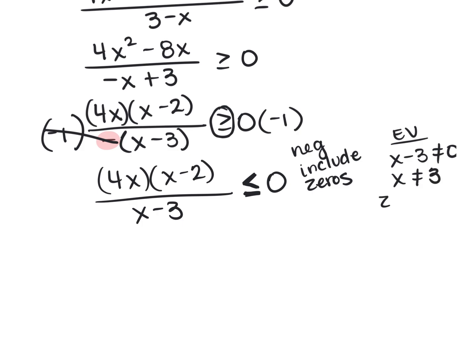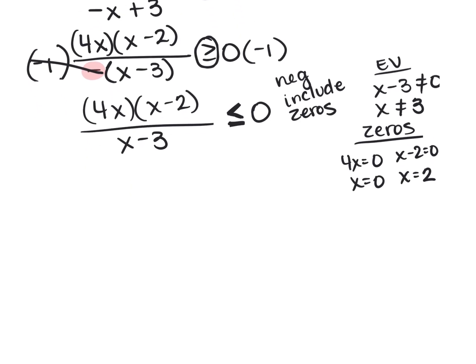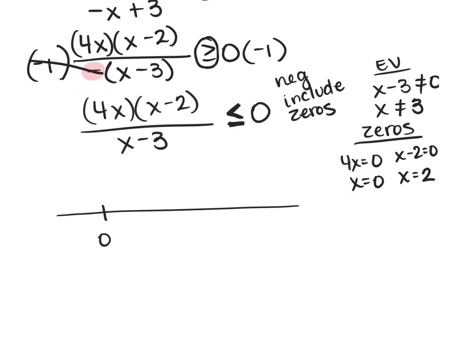And then for my zeros, I have 2 of those. I have 4x equals 0, and that only occurs when x is 0. And then I have x minus 2 is equal to 0, so that's when x is equal to 2. So we're ready to put this on our number line. We have a 0, we have 2, and we have 3. To the left of 0, I have, let's use -1, and these are going to go in here, here, and here.